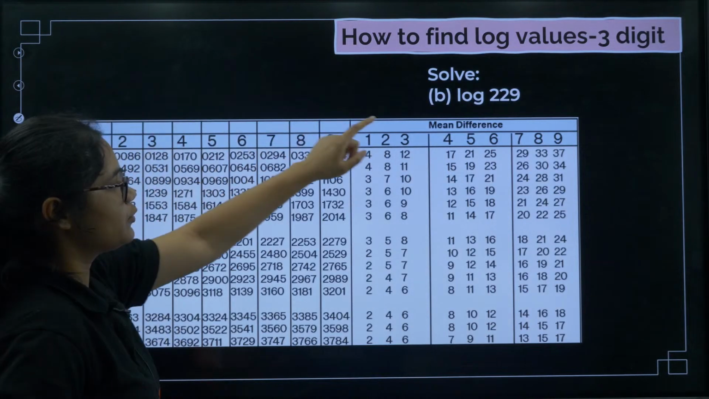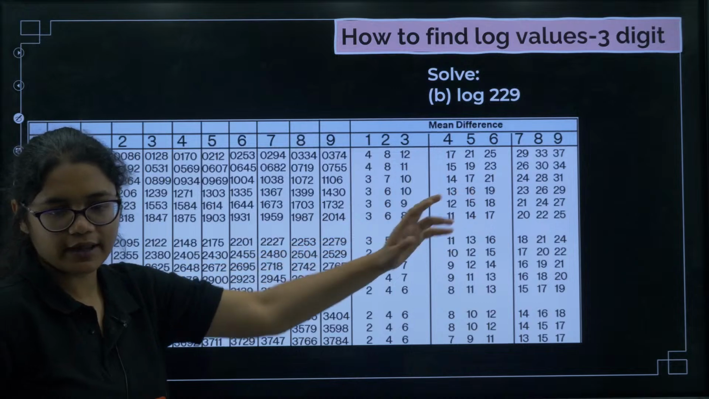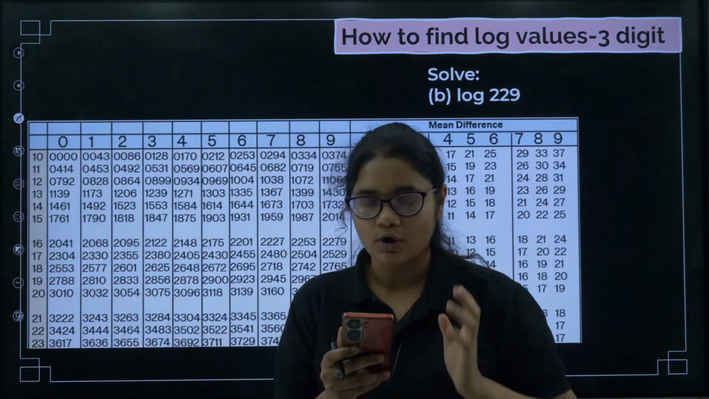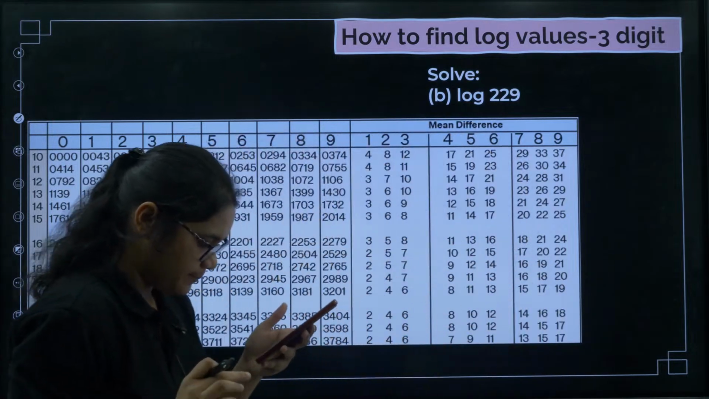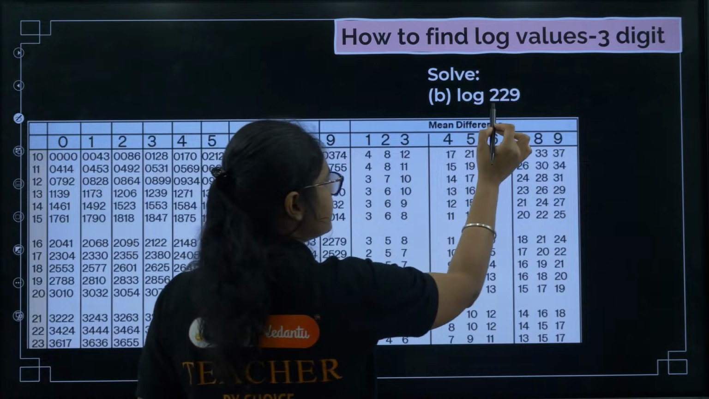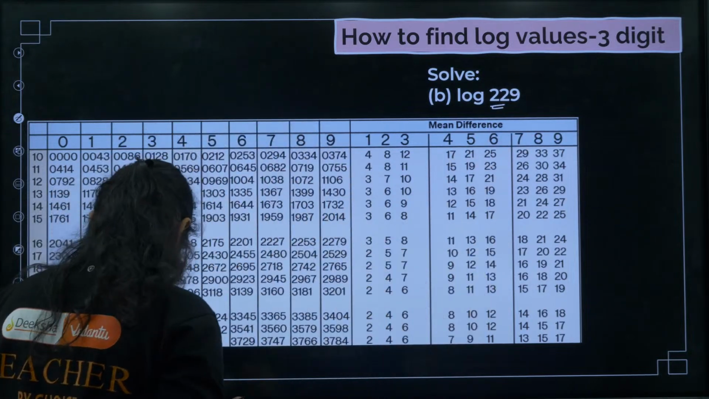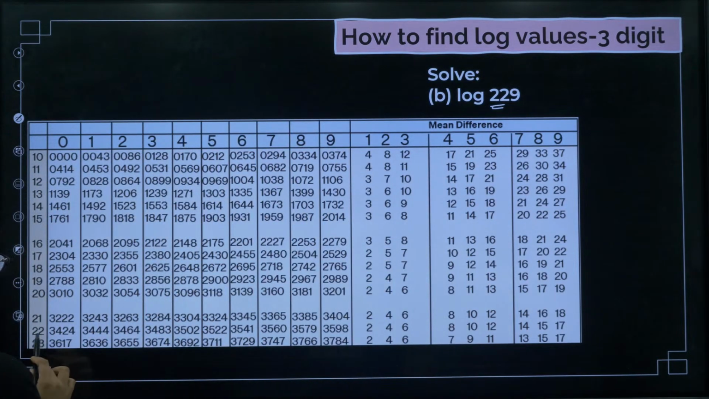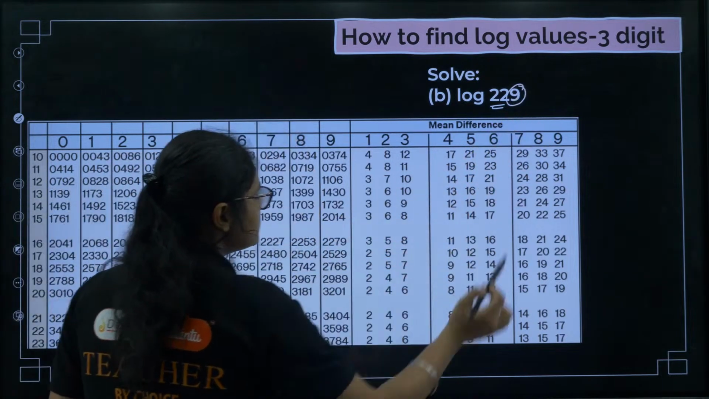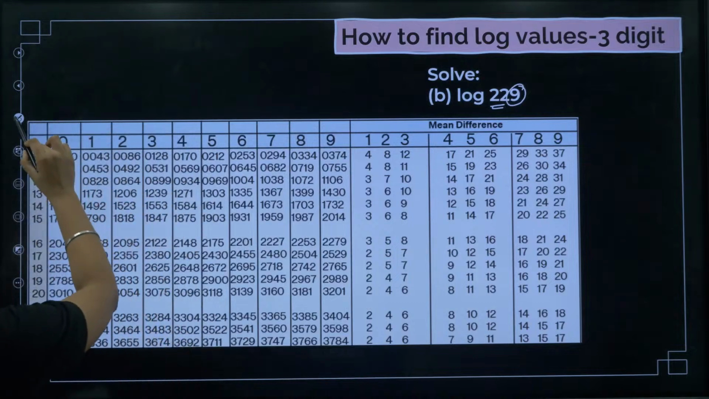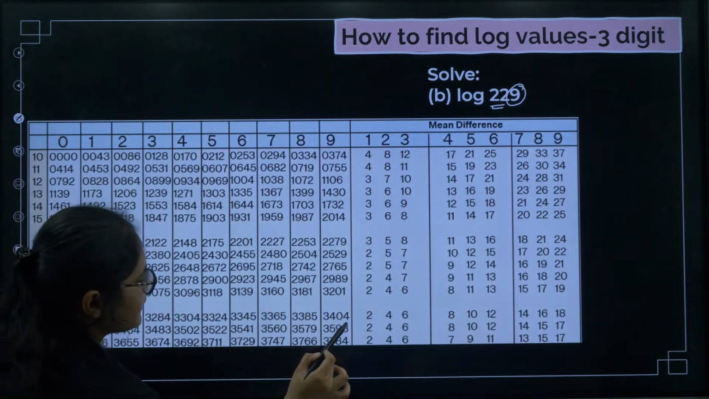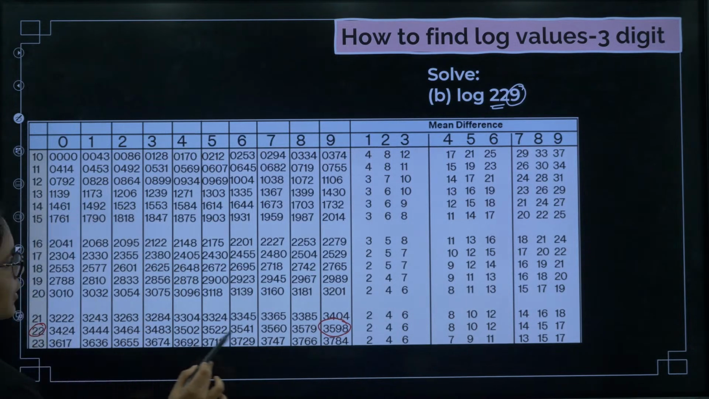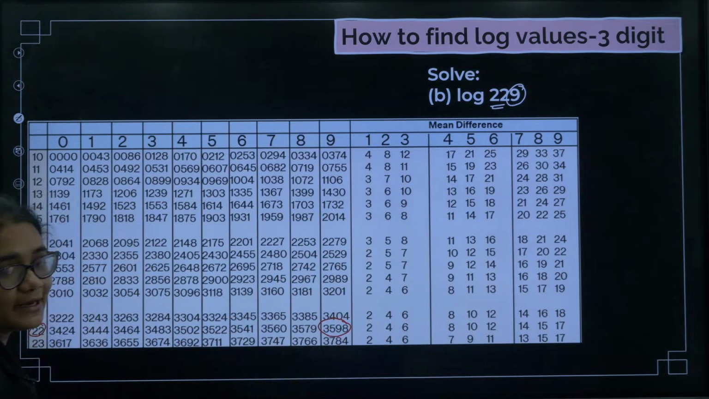You have to solve for 2.29, 2.29 if you want to solve it. How can we do it? Again I will take the first two digits. What are the first two digits? It is 22. 22 is there. After that 9 is there. So what you have to check is the 22 row, and then you have to check the 9th column. See, 22 row and 9th column, 3598.